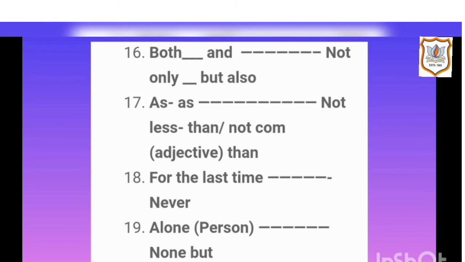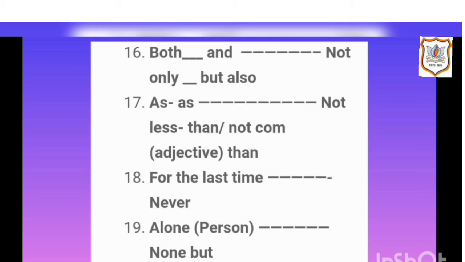Now let us see some more rules. Both and, we are going to change to not only but also. For example, Raman is both honest and faithful. So it will change to: Raman is not only honest but also faithful.